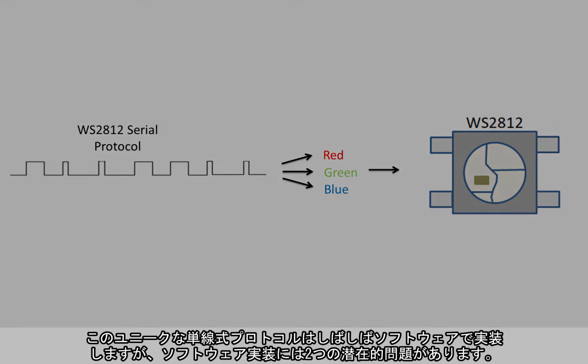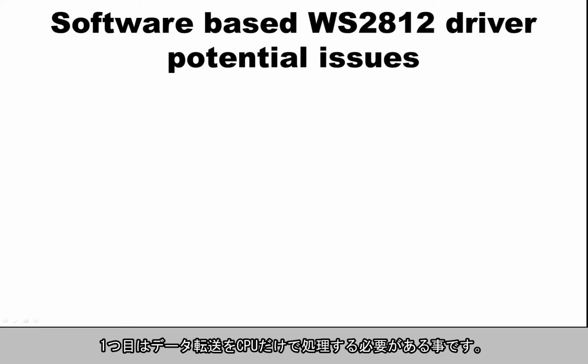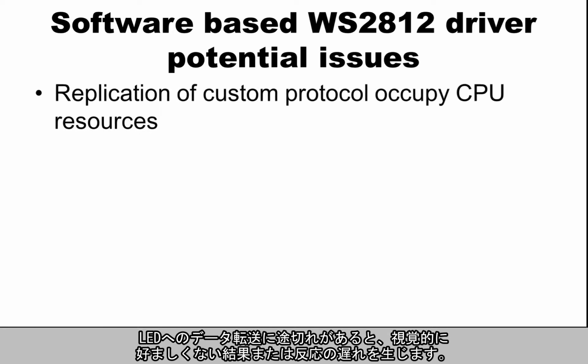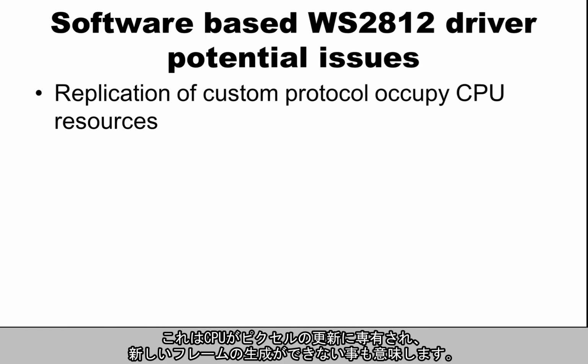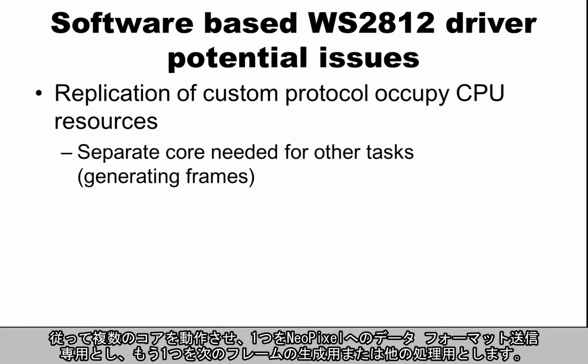However, the software implementation of this presents two potential issues. The first being that data transfer would need to be handled completely by the CPU. Any break in data transferred to the LEDs will cause unwanted visual results or lagging reactions. This also means that no new frames can be generated since the CPU is occupied updating the pixels. Therefore, multiple cores would need to be run. One completely dedicated to sending the correct data format to the Neopixels, and another for generating the next frame or any other processing you would like to do.